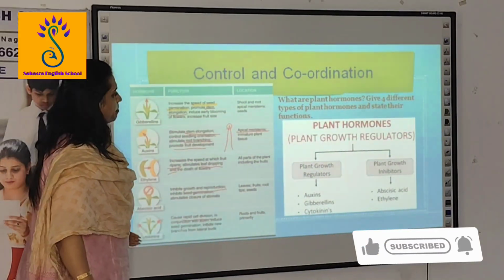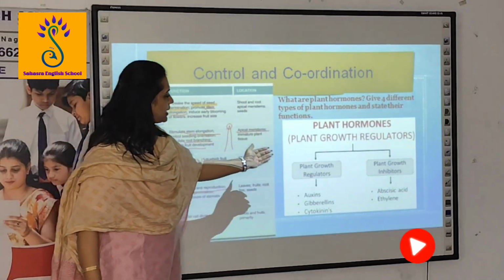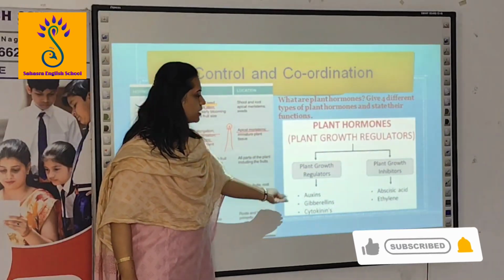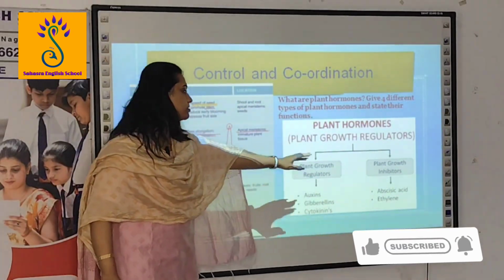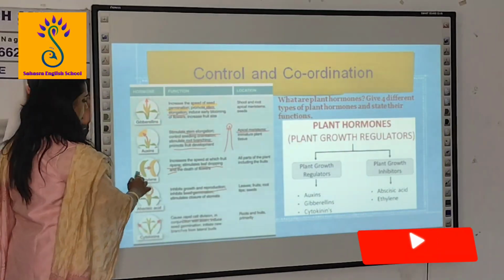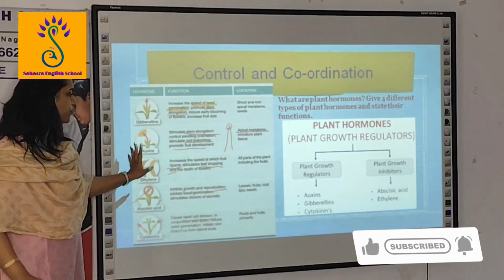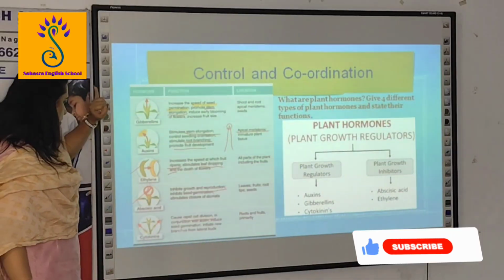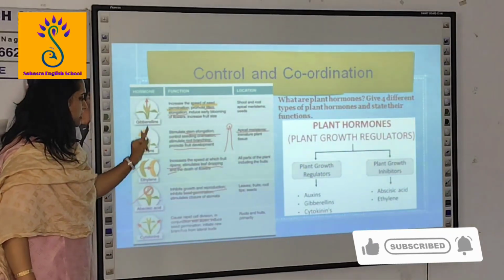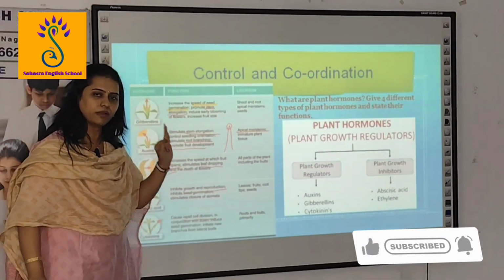Okay, these are the plant hormones. If you write like this: plant hormones, these are growth regulators, these are growth inhibitors. Inhibitors are abscisic acid and ethylene. Ethylene is mainly for fruit ripening, so at least remember that. Abscisic acid inhibits growth and reproduction.